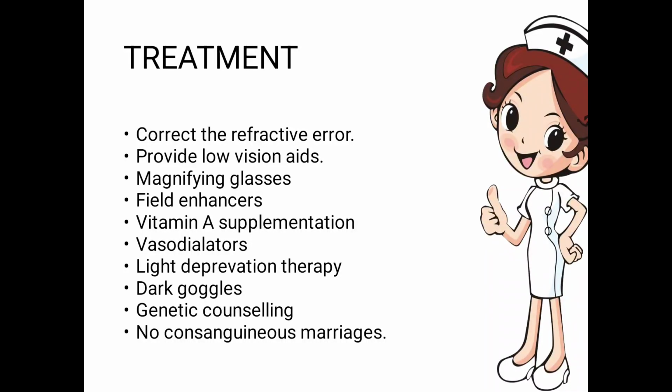Next one, light deprivation therapy. We can give dark goggles to the patient. Genetic counseling is again very important, and no consanguineous marriages. These are marriages between blood relations. As you know, this is a hereditary disease, it keeps on spreading.